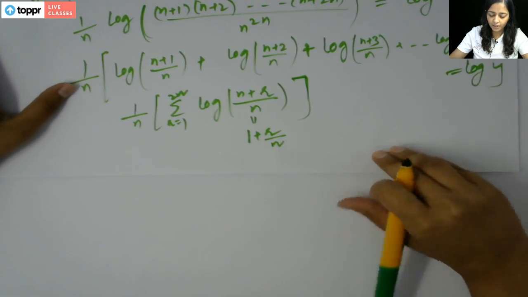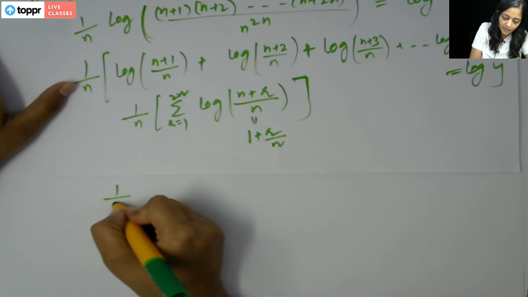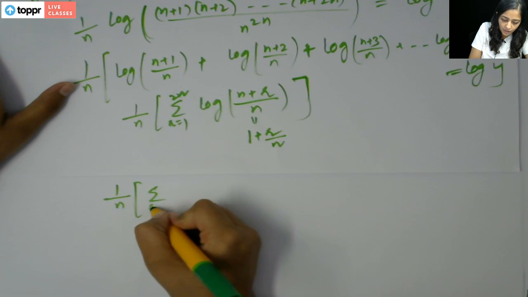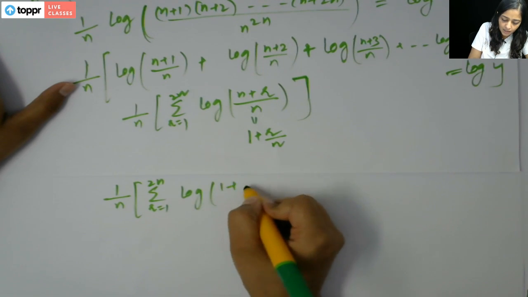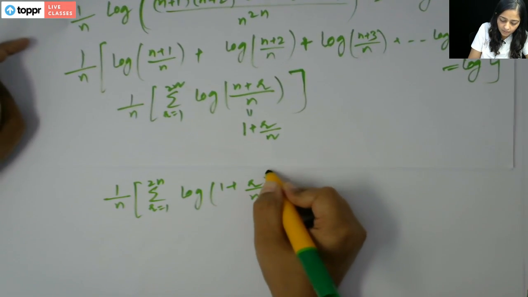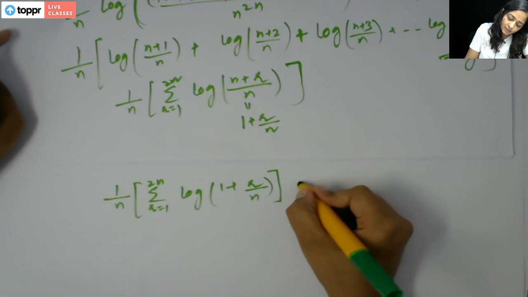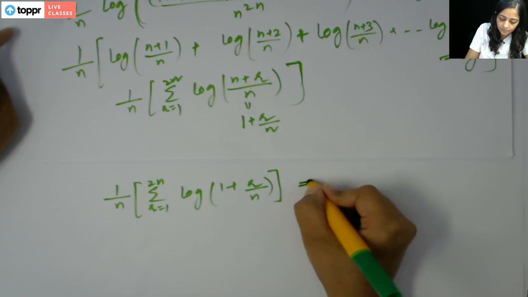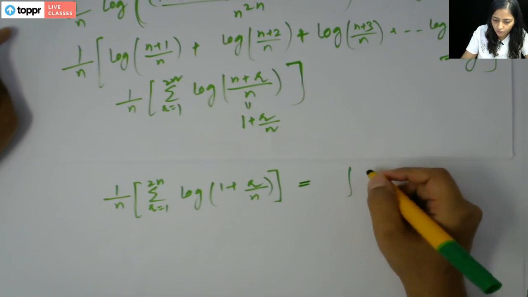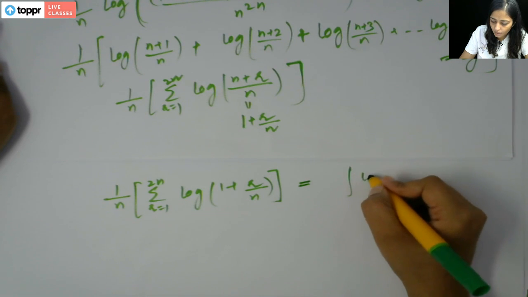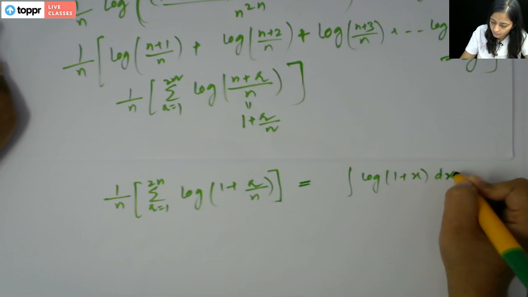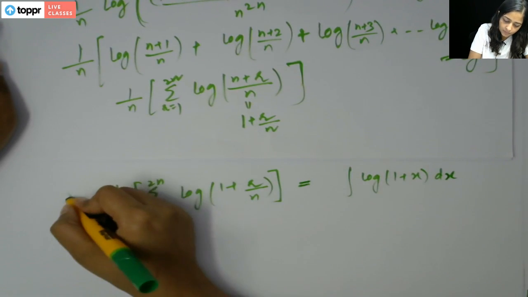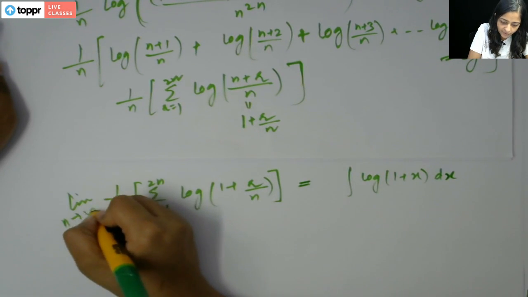Now since we have written it to be like this, limit n tending to infinity of 1 by n summation r equal to 1 to 2n log of 1 plus r by n, this can be written as integration of log of 1 plus x dx.